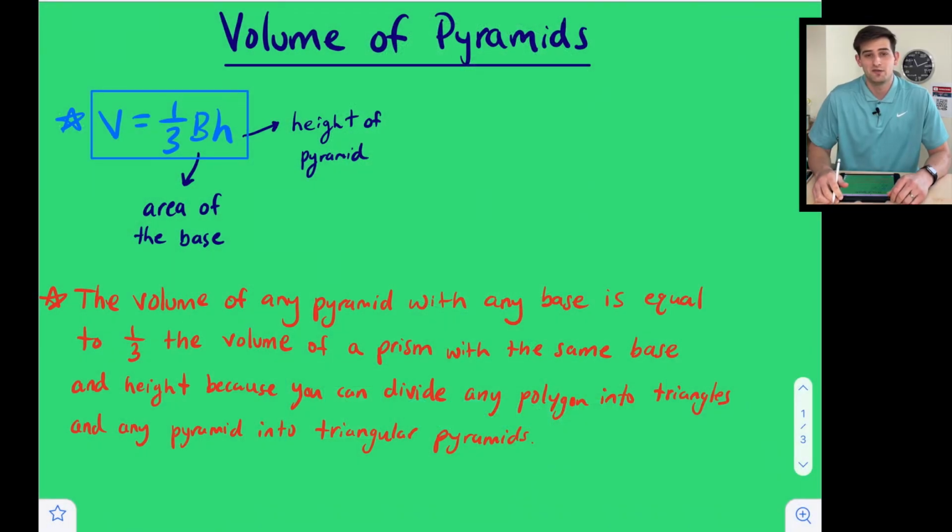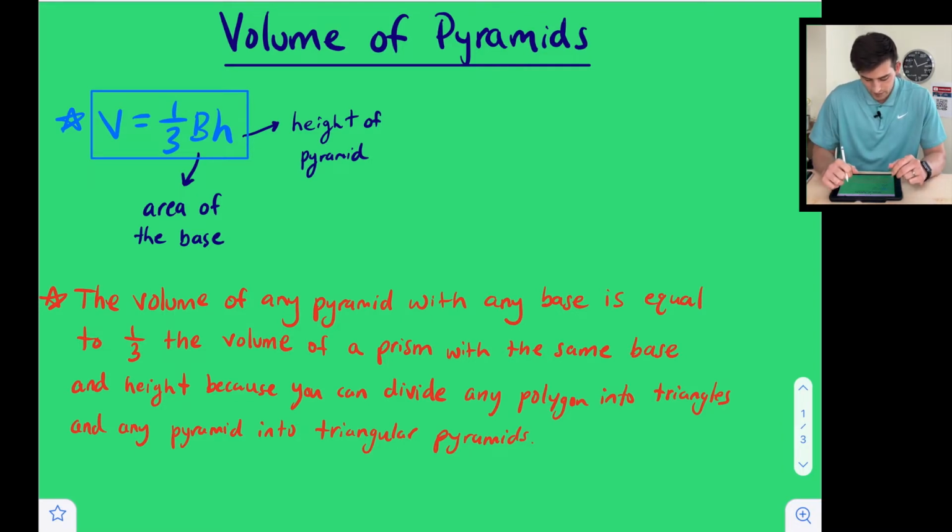Everybody, in this video we're going to talk about how to find the volume of a pyramid. So we see at the top in this blue box our equation. Volume is equal to 1/3 capital B H, right? So that's area of the base times the height of the pyramid. And the reason why this is the formula is in this sentence down here in red.